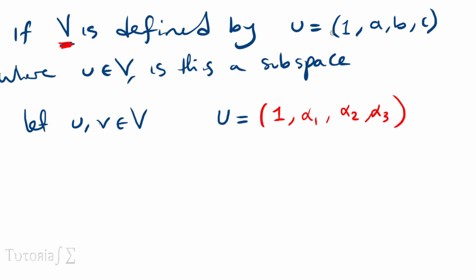So for U, any vector in this space should have the first entry as a 1. Then here there can be any other scalars. So V would be equal to what? Our V will be equal to 1, beta 1, beta 2, beta 3. Very good.